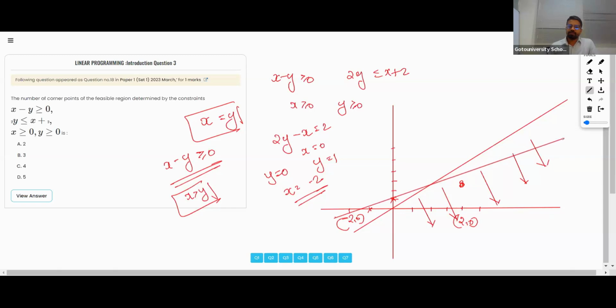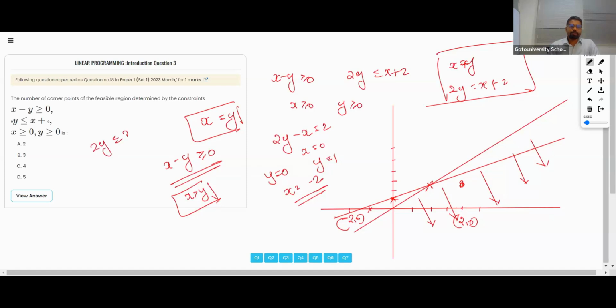Okay. So now if I solve these two equations, are we getting a point? We have x is equal to y, and then 2y is equal to x plus 2. Just to make sure whether they're intersecting or not, these two lines are intersecting and this is the point of intersection. That means at this particular region, we have a region which has a corner point. Which side is the feasible region? We need to understand, right? So where is the feasible region now?